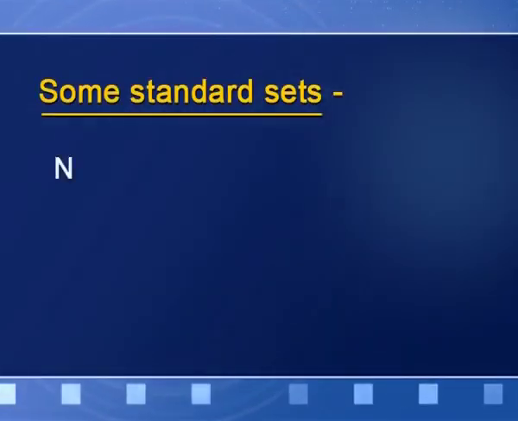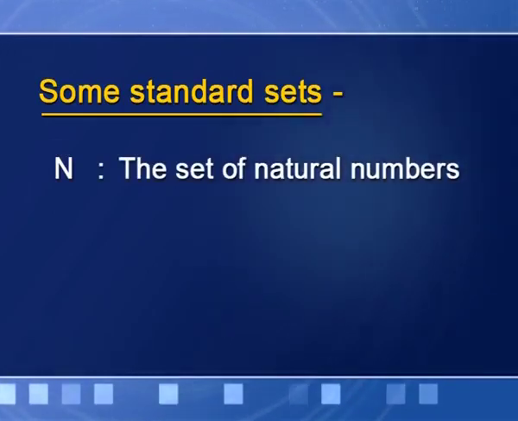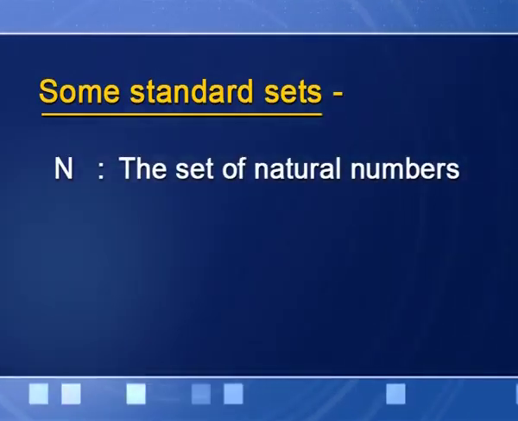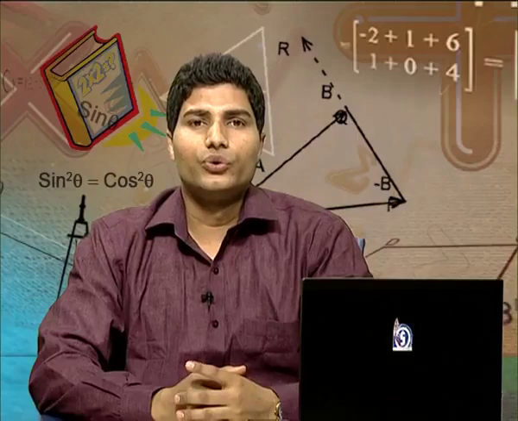Capital N. The symbol capital N is generally used to denote the set of natural numbers. Natural numbers, we all know that natural numbers are the counting numbers 1, 2, 3, 4 and so on.